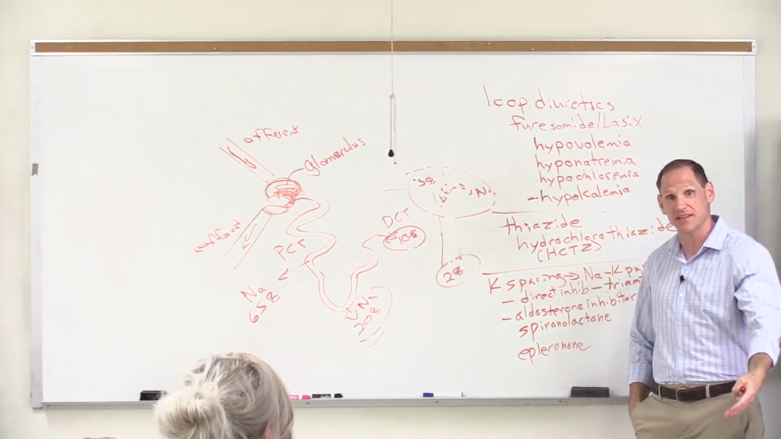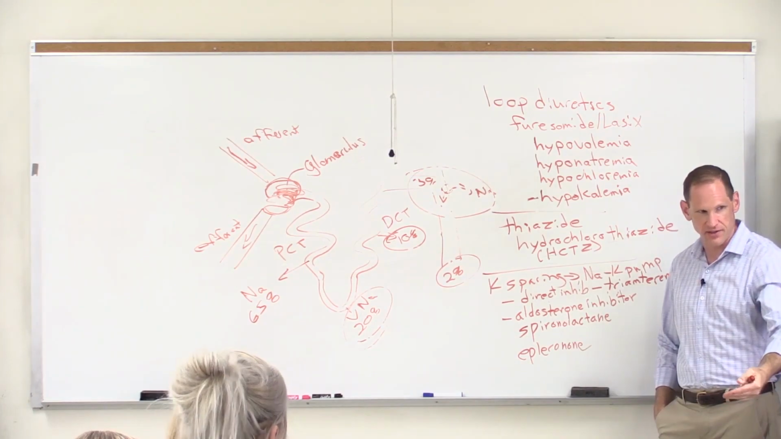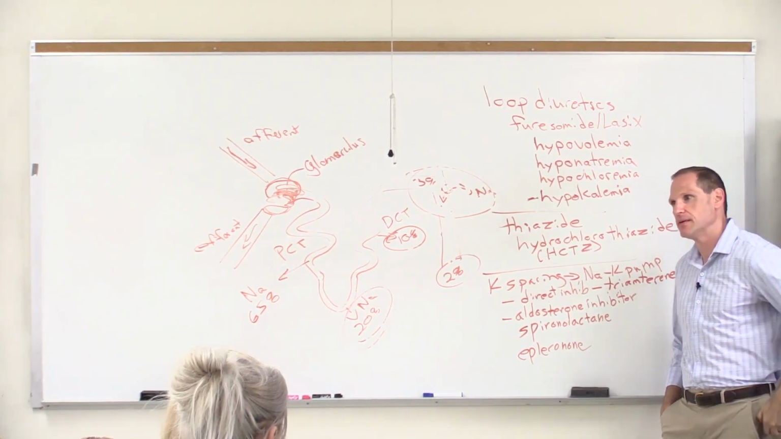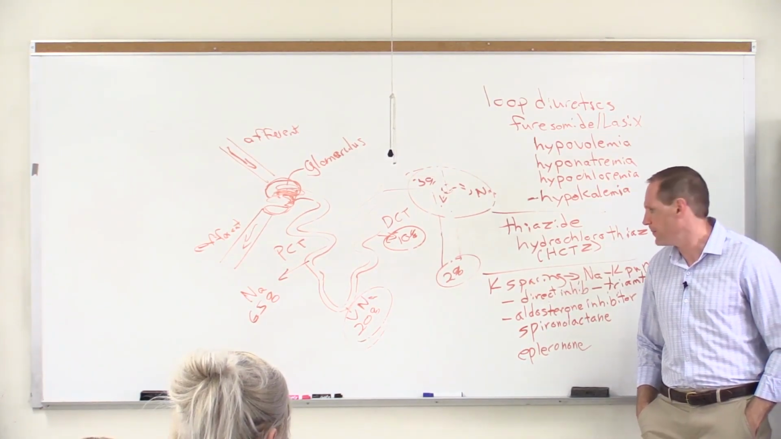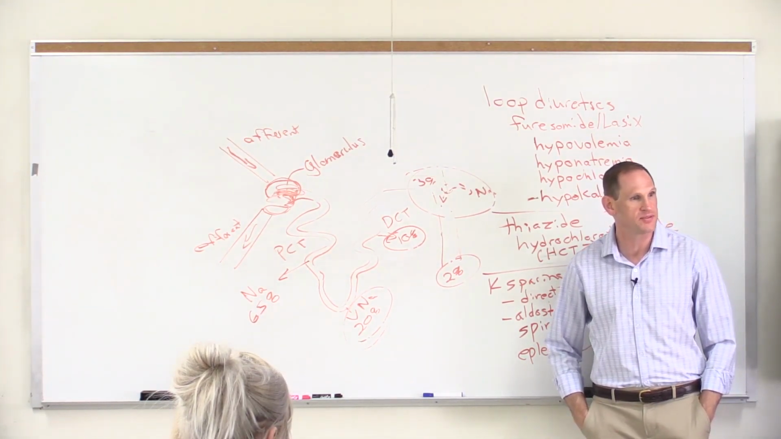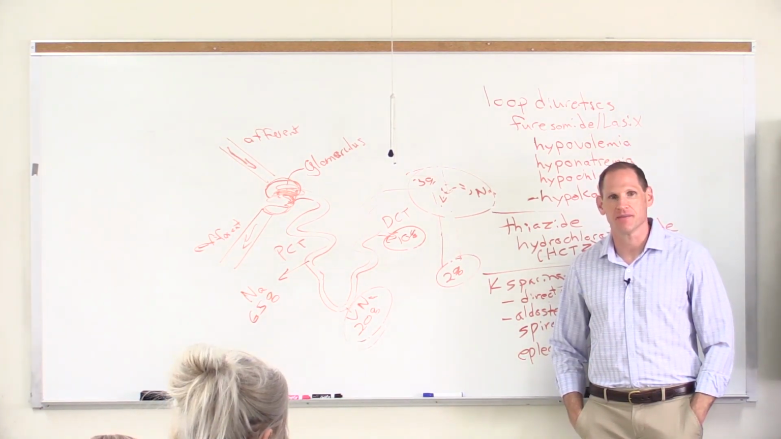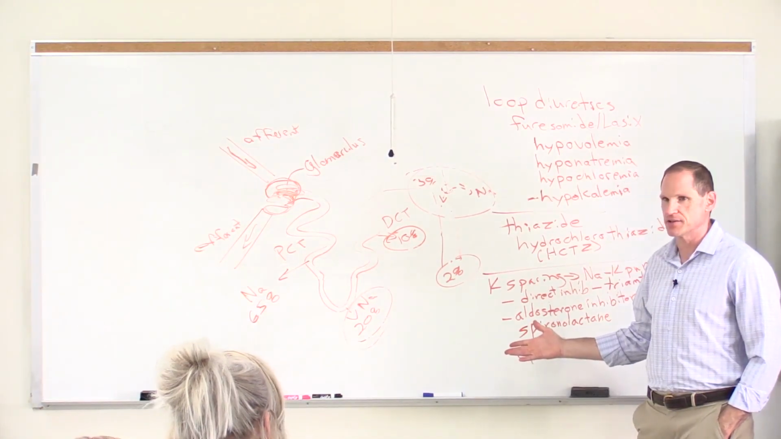Spironolactone has a number of nasty adverse effects, primarily anti-androgen effects: high voice, gynecomastia, testicular atrophy. Only spironolactone. Eplerenone does not have as much of that. Don't ask me if it has any. Look it up instead. All right, any questions about these diuretics?